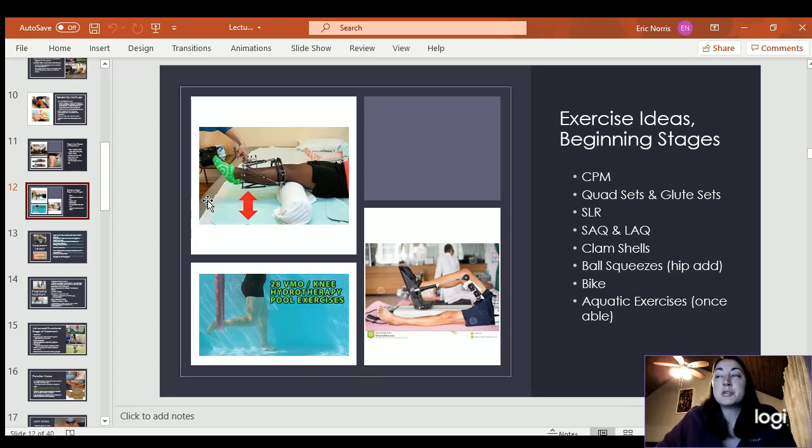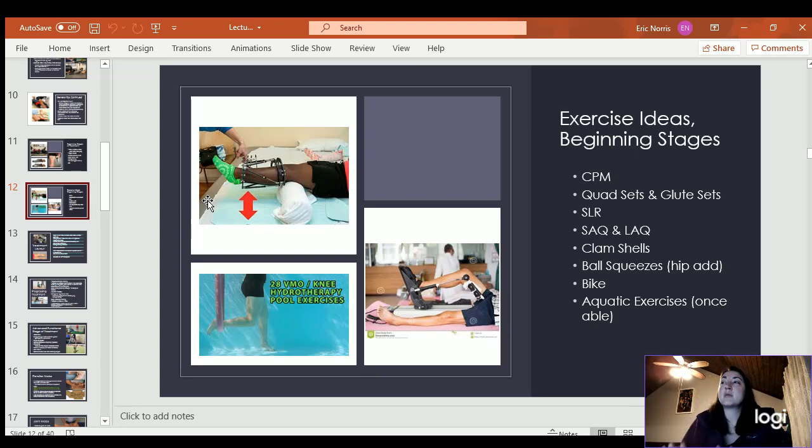Clamshells work on the gluteus medius, so do anything to work on that which won't aggravate the knee. Ball squeezes, hip adduction, we'll do those some, but usually the adductors are a little bit stronger, so you don't need it as much.